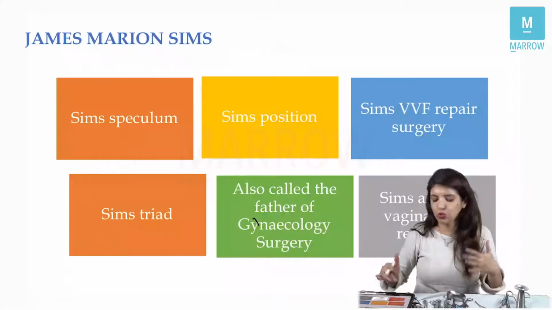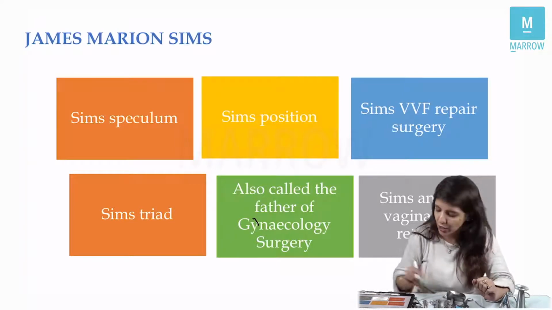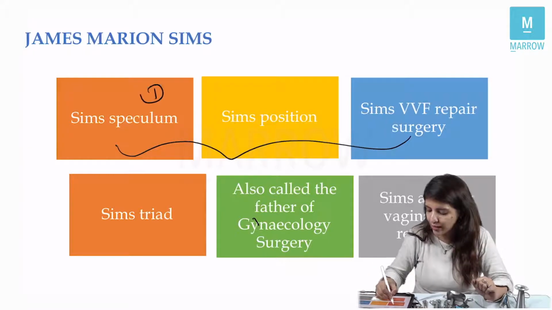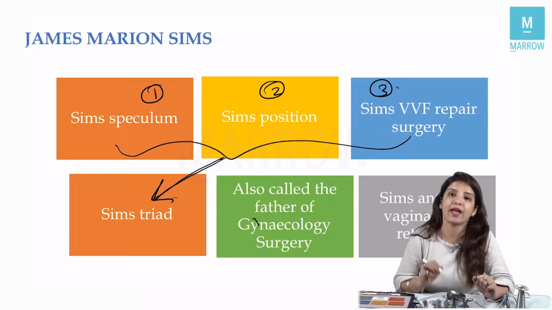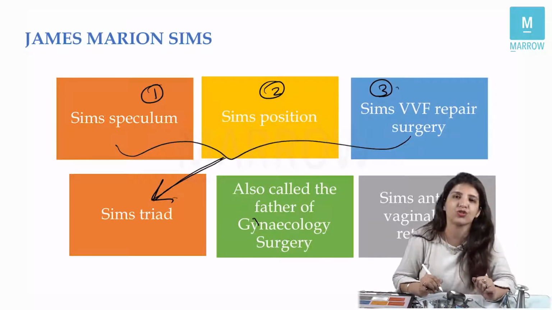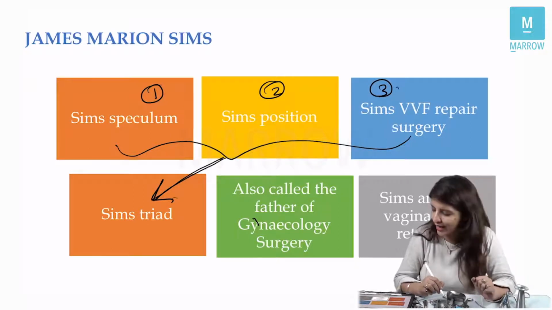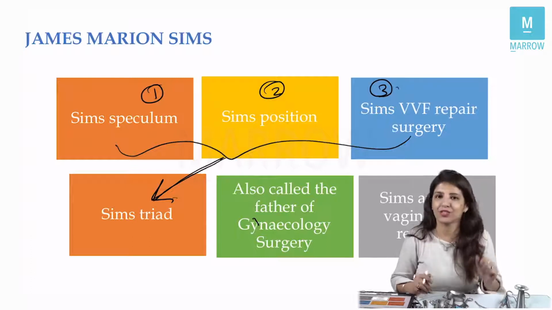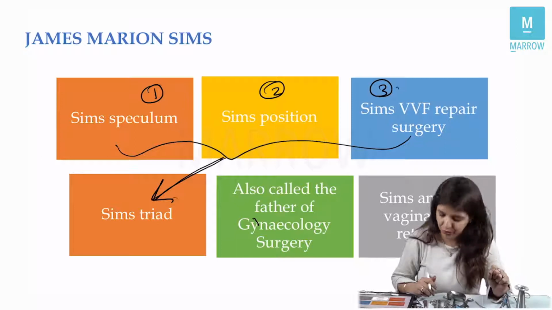So number one, I told you based on the name Sims was the Sims speculum. Number two, there is Sims position. Number three, there is a Sims method for VVF repair. Together, these three, 1, 2 and 3, are called the Sims triad. A very important viva question: what is the Sims triad, right? Apart from this, yes, we have the Sims anterior vaginal wall retractor, and yeah, that's it. So these are the things which we have based on the name Sims, right?